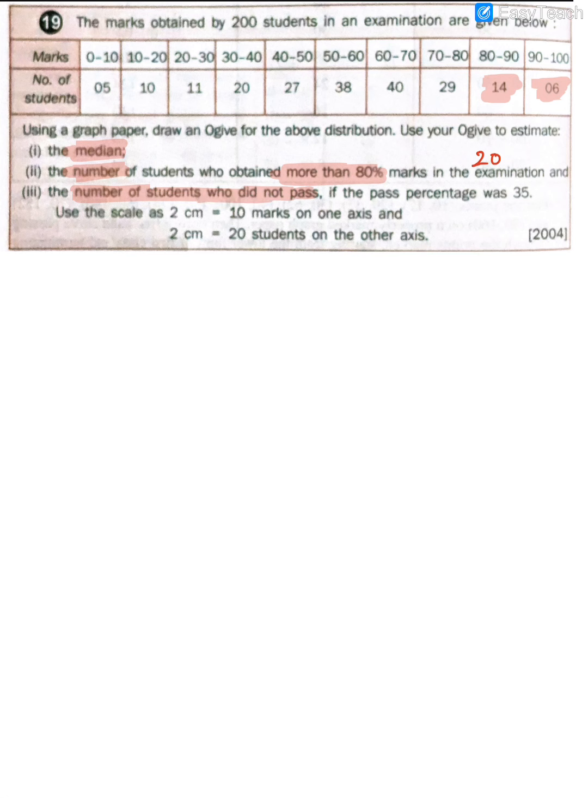Okay. Then the number of students who did not pass, if the pass percentage was 35. What does this mean? If you have got 35 or less, then those people have failed. Now again see, we'll do these also verbally right now, orally, mentally. Just think about it. Tell me who have definitely failed. These people have failed definitely because they've got between 0 to 10. These also have failed. These also have failed.